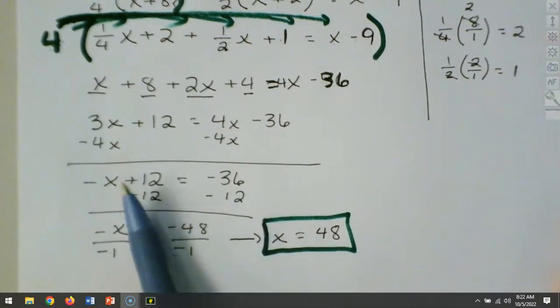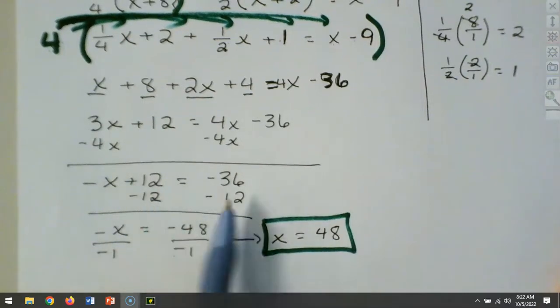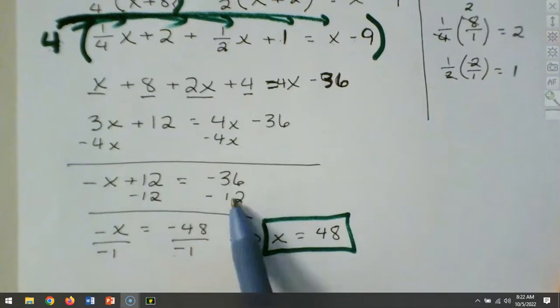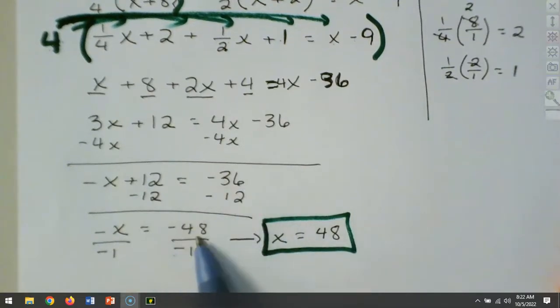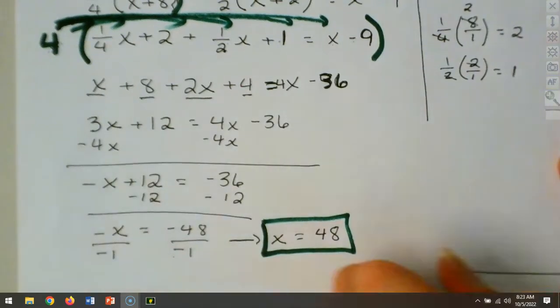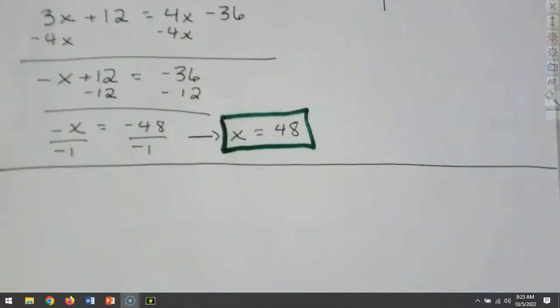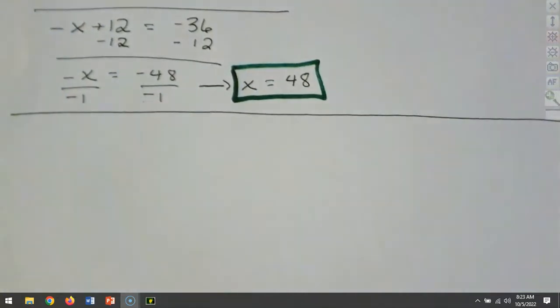Why not? Because it's a positive 12, so to get rid of it, we do what? Subtract that 12. Those go together. They're the same sign, so we add them together. And that gives us our minus 48, right? Then we divide by negative 1. Why do we do that? Because we need to get the x by itself as a positive x. And that gives us then our 48. Is that making more sense now?